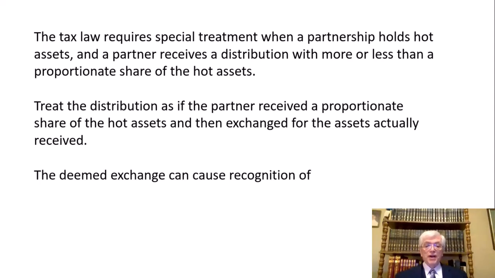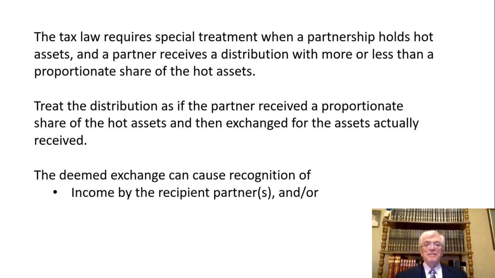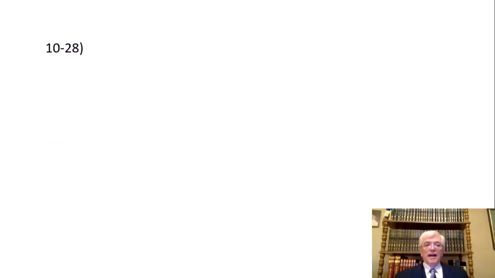That deemed exchange will cause recognition of income by the recipient partner if they pretend swapped out some cash basis accounts receivable for some land, let's say. That would be essentially a realization of the accounts receivable and would cause the recipient partner to recognize income. If it went the other way and they got excess hot assets, then maybe the partnership is going to have to recognize gain or loss, because we'll pretend that the partnership traded some of its hot assets for the land that it hung on to and it maybe should have distributed. So problem 28, we can see how that works.